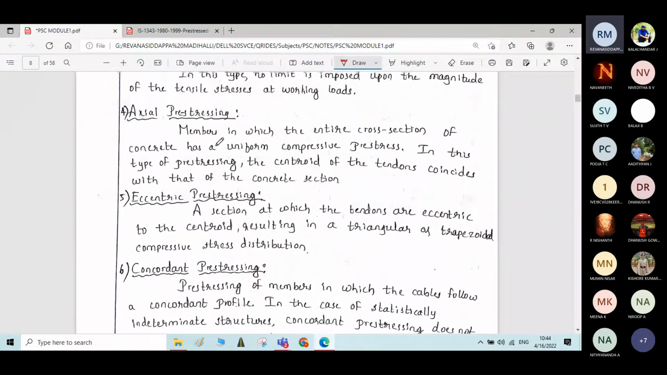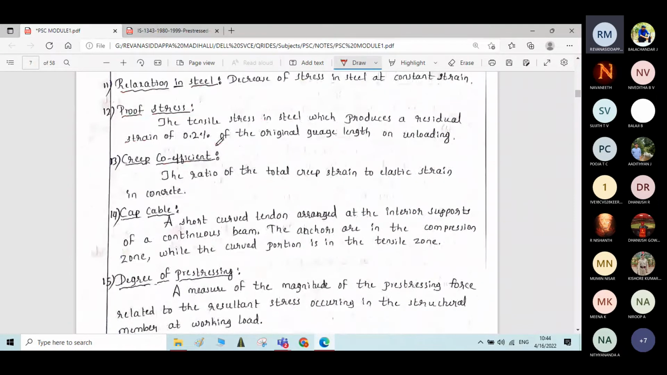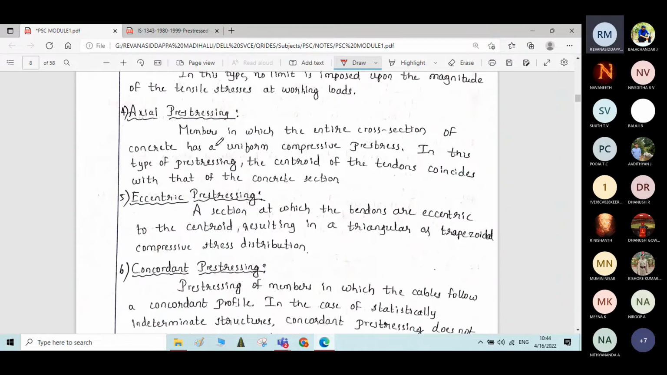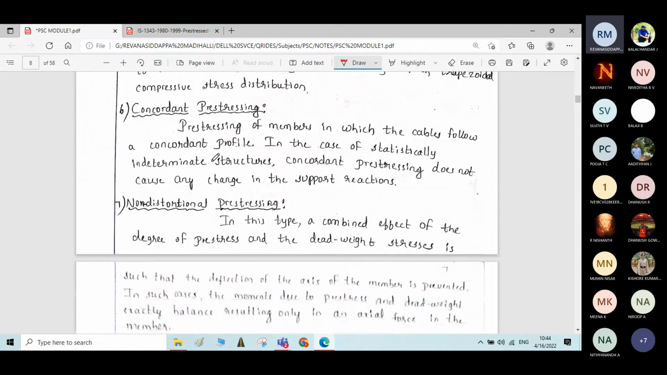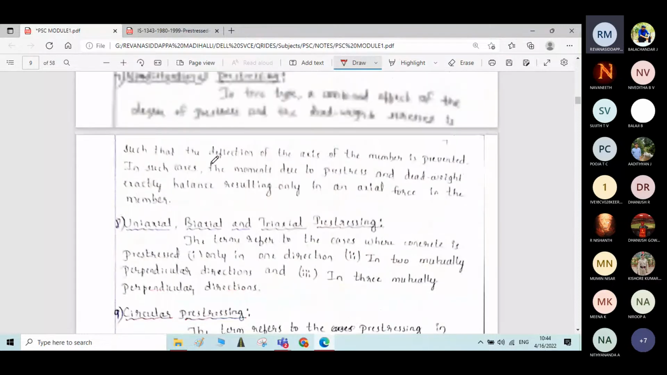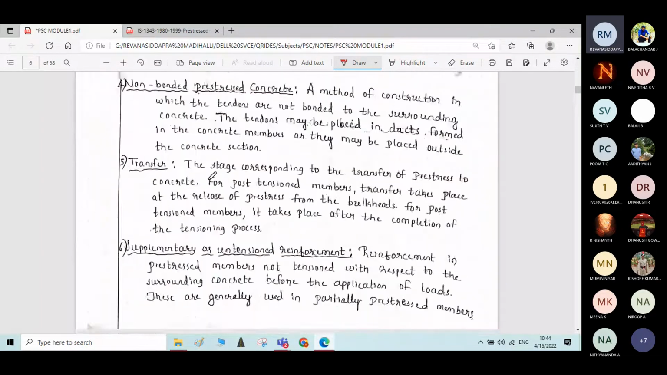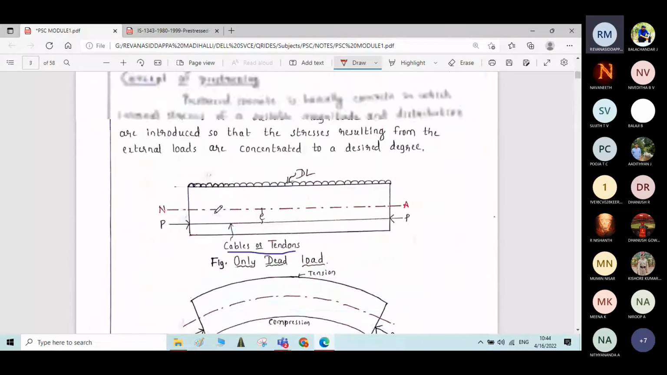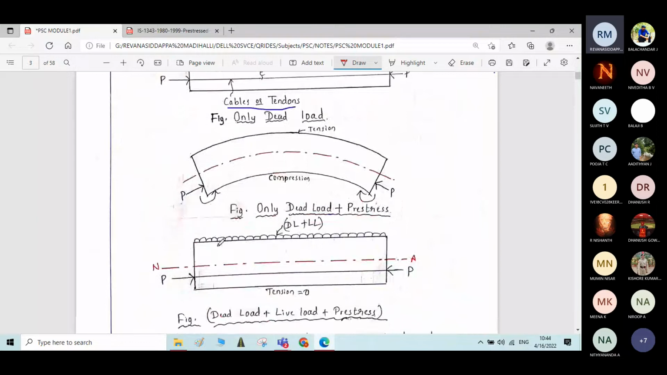Concordant prestressing means, as I said before, the cables used in the member will not have a straight cable profile. There are other cable profiles we use in the concrete member, like semicircular and trapezoidal profiles, depending upon the bending moment caused by the external loads. See, if a UDL is acting on the beam, what happens? It will try to cause a hogging bending moment.